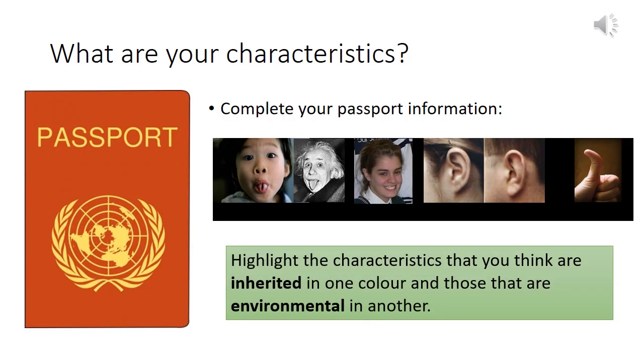To finish off your passport, what you have to do is highlight the characteristics that you think are inherited in one colour and those that are environmental in another colour. So remember, things that you get from your parents, from your genes, are inherited, and things that you get from the environment around you are environmental. So 2 different colours, please. Highlight the characteristics that you think are inherited and environmental. And then your passport will be finished.